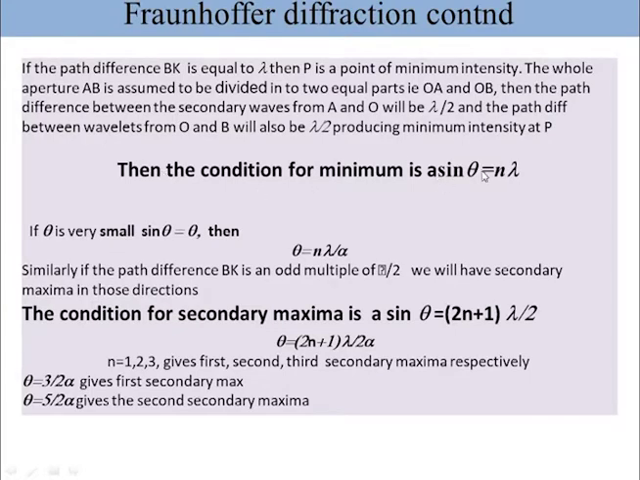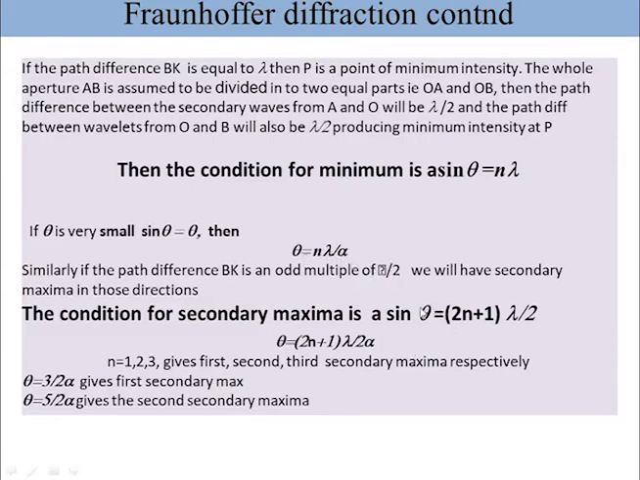So the condition for minimum in the case of single slit Fraunhofer diffraction pattern is path difference a sine theta is equal to n lambda, then we'll get a minimum. And as usual, if theta is very small, I can approximate sine theta as theta. Then theta is equal to n lambda by a.